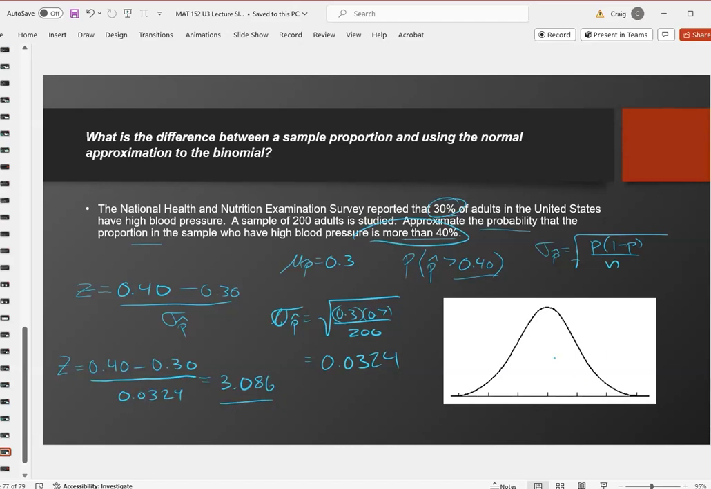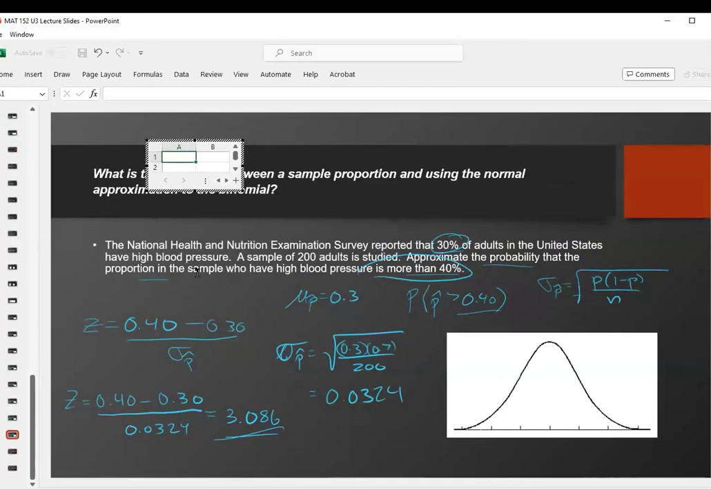So the previous estimate, the normal approximation using the binomial, gives us 3.01. This gives us 3.086. It might feel like a big difference in the z-value. It's not, but it might feel like it is. But let's take a look at what the probability is. So we want greater than this, so 1 minus norm.dist of 3.09, which is 0.0010.